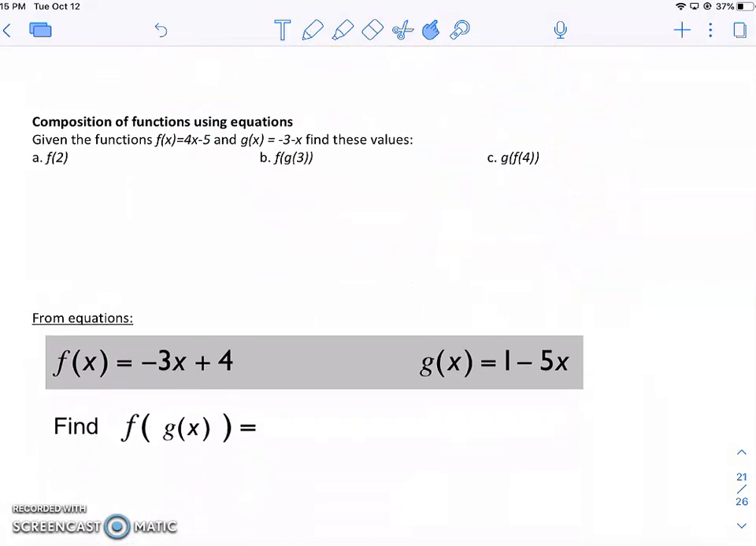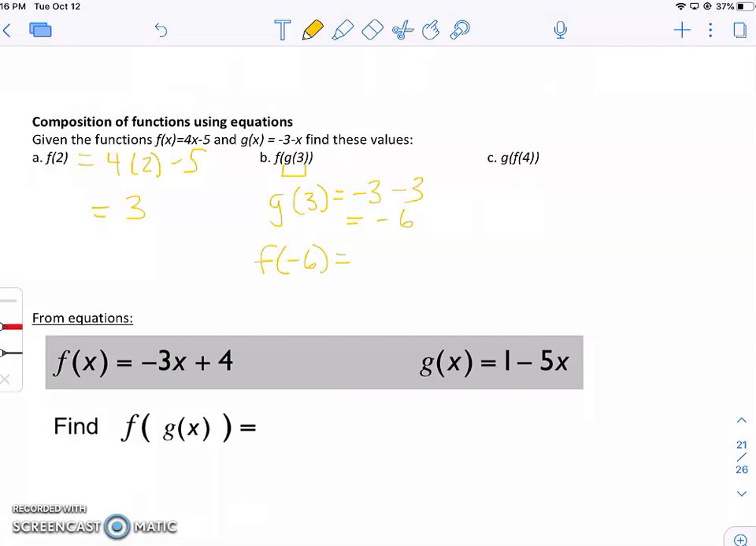Now we're going to take a look at some equations. Given the function f of x equals 4x minus 5, when we had 2, we just plugged it in. So this is 4 times 2 minus 5. So 8 minus 5 is 3. Now once again, we do the inside first. So I'm going to do g of 3. So negative 3 minus 3 is negative 6. I'm going to take that value and plug it into our f function. So f of negative 6. So 4 times negative 6 minus 5 is negative 29.